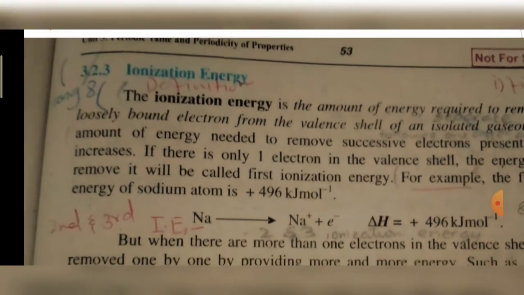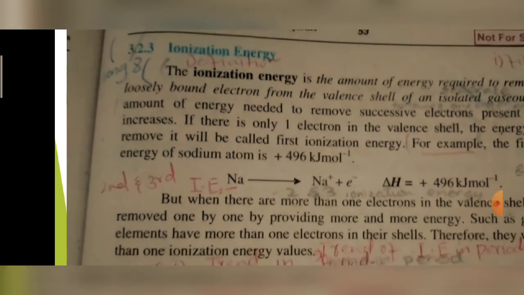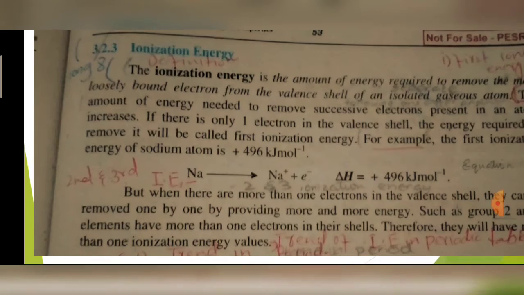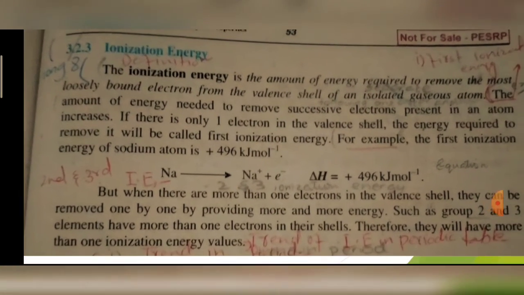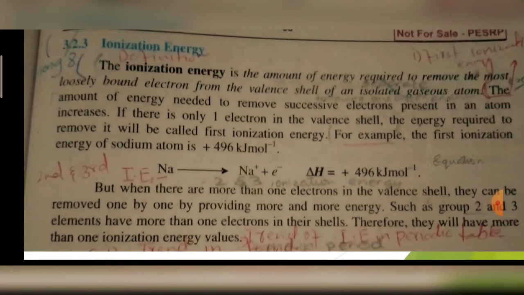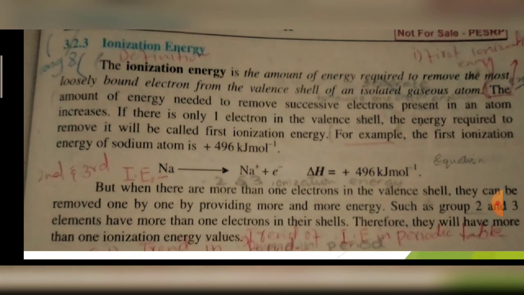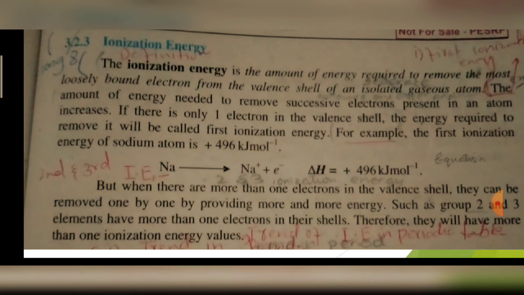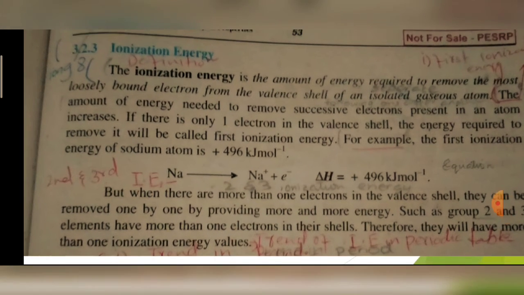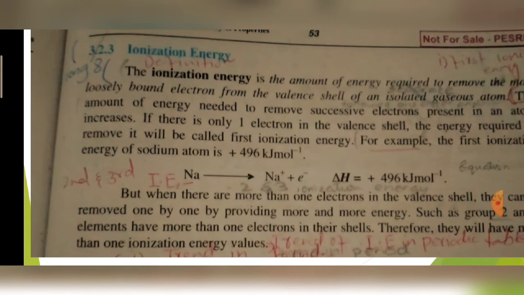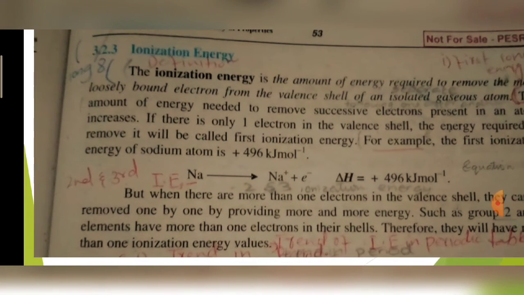So first, here is a heading. The first heading is ionization energy, with its definition, and the second heading is first ionization energy. The amount of energy needed to remove successive electrons present in an atom increases. If there is only one electron in the valence shell, the energy required to remove it will be called first ionization energy. The next heading is example, which is still 496 kilojoule per mole.